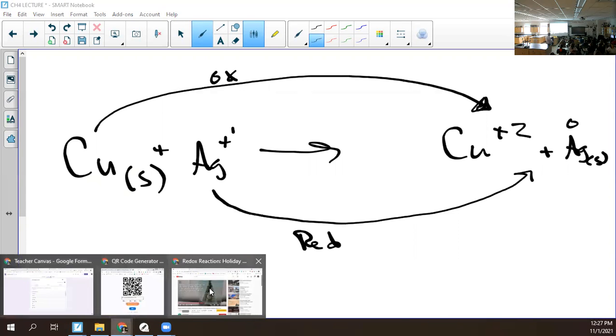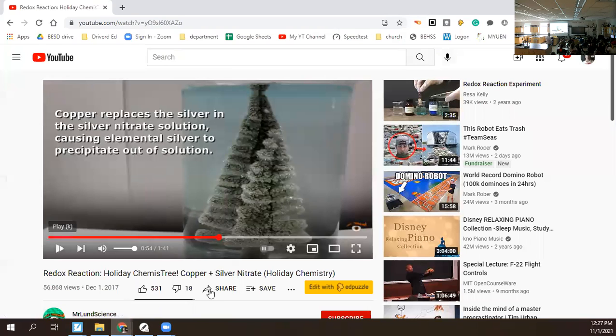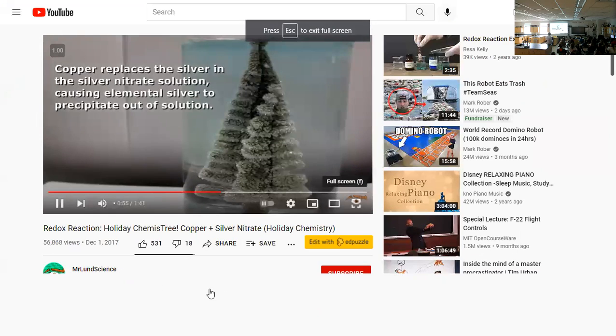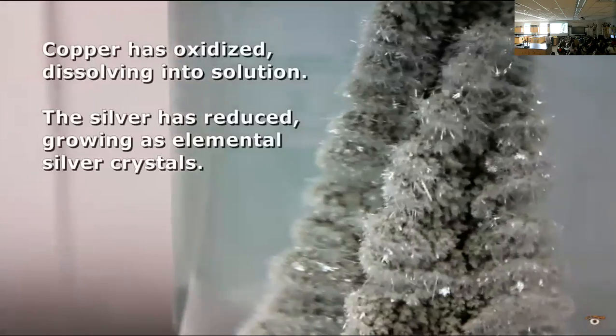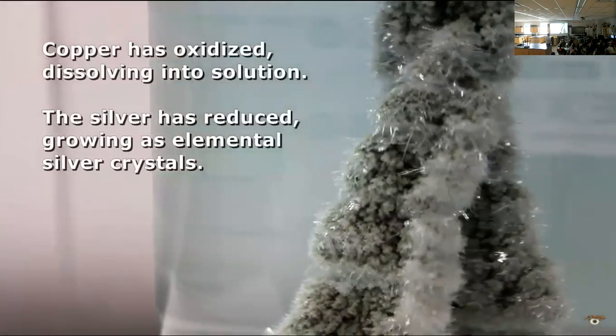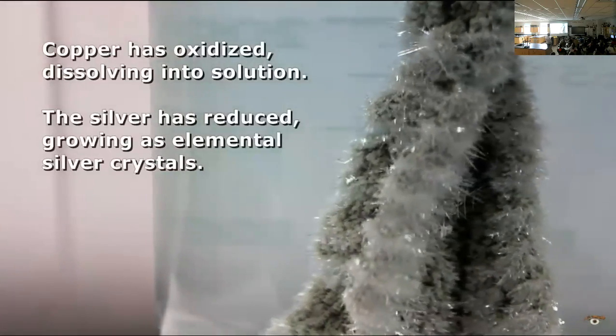I don't know what else he's got left, but it doesn't get much better than it already is. I doubt he shakes it. It's too pretty. That's pure silver crystals. Mm-hmm. All right.